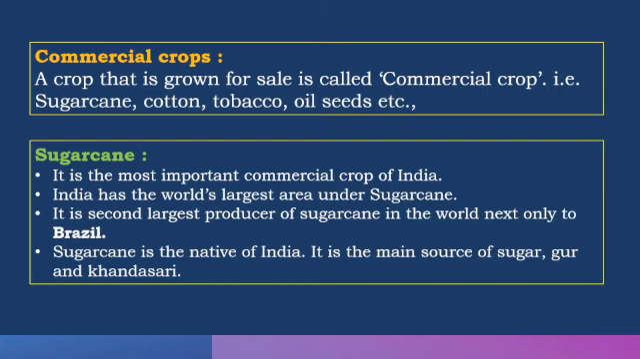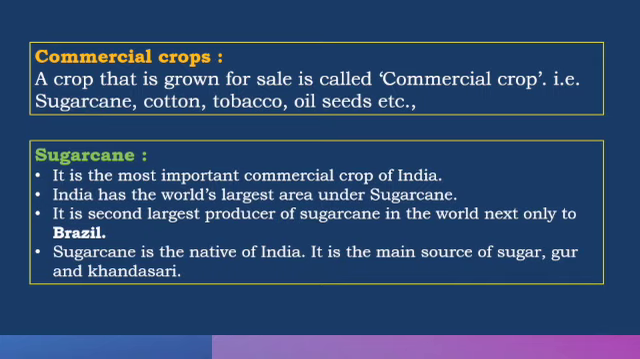Commercial crops. What are commercial crops? A crop that is grown for sale is called a commercial crop. A crop that is grown mainly for sale is called a commercial crop. Examples: sugarcane, cotton, tobacco, oil seeds, etc. Sugarcane. Sugarcane is the most important commercial crop of India.